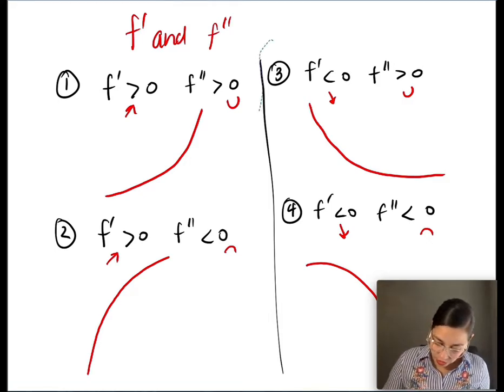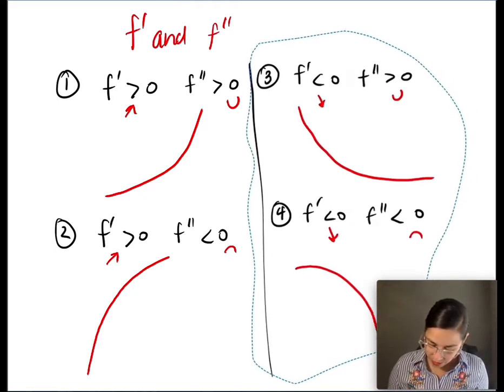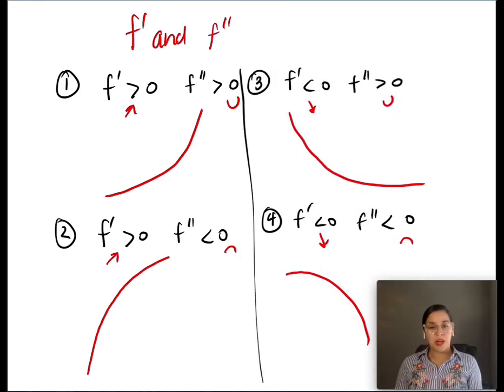So these are the only four possibilities we have when it comes to the behavior of a graph, given the information we have from the first and second derivatives, okay?